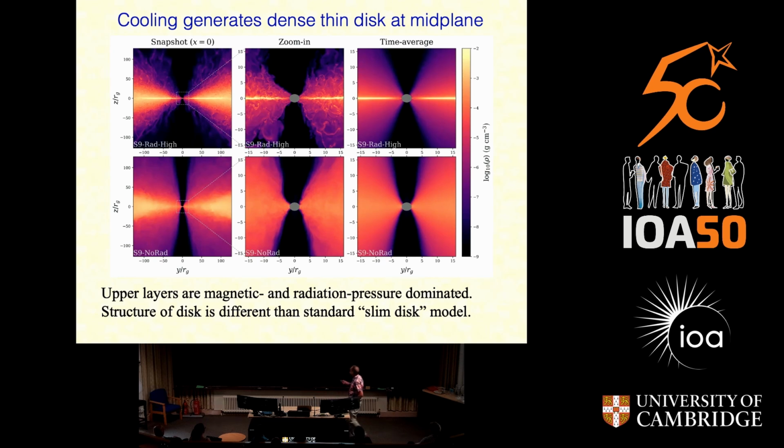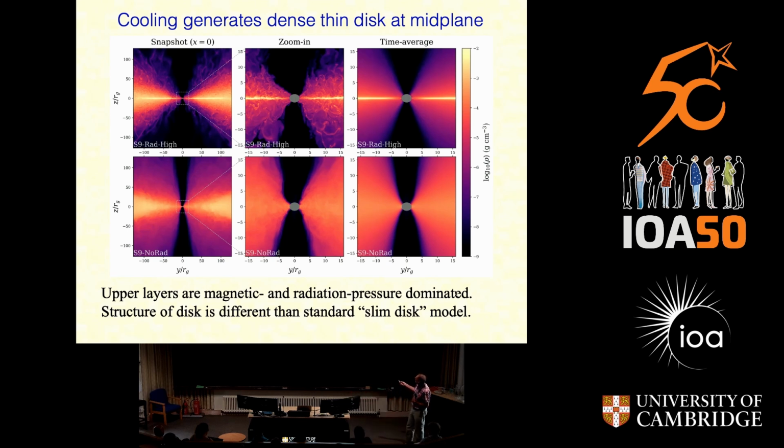If I make plots of the mass density on large scales, on zoom-in scales, and then the time average of the plot, the top row is the radiation-dominated case. The bottom row is a case with no radiation for comparison. One of the most important results is that we see the emergence of this very dense, thin layer in the middle of the disk. Probably from cooling, these dense filaments are collecting towards the middle of the disk. It's very thin, and it's numerically resolved. At exascale, you can afford enough grid points to be able to resolve this geometrically thin flow at the middle.